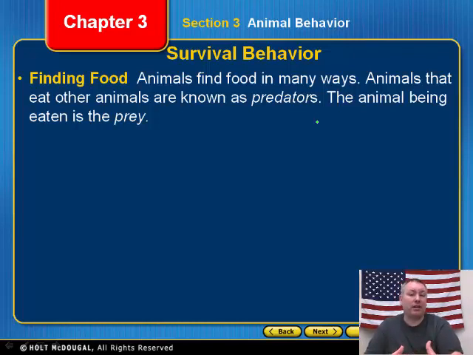Now, some of us are predators. Some of us are prey. Predators are those that eat other animals. Prey are those that are being eaten by other animals. So when you think about that, let's talk about us as humans for a second. Are we predators or are we prey? Well, do we eat other animals? Yes, we do. We're at the top of the food chain.